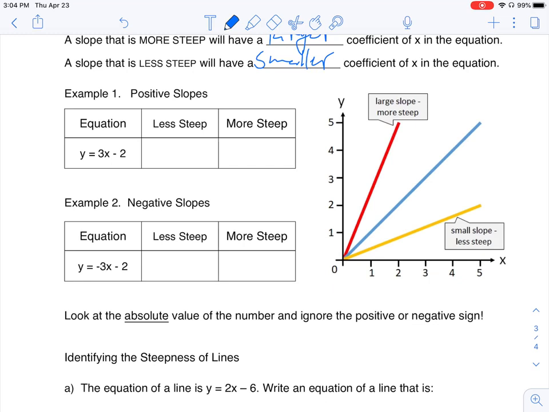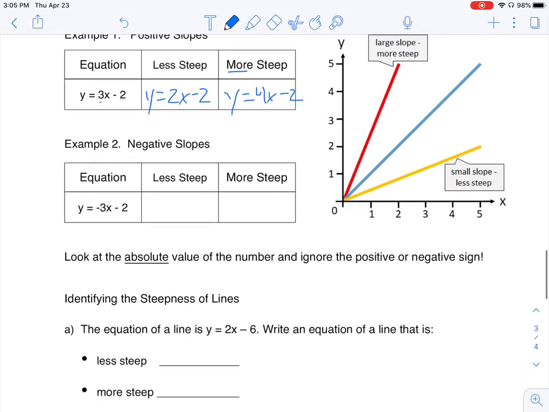For the equation y equals 3x minus 2, if I'm going to create an equation that is less steep, I need to make the coefficient of x smaller than 3. y equals 2x minus 2. That one is less steep. If I'm creating an equation that is more steep, I need to use a coefficient that is greater than 3. y equals 4x minus 2.